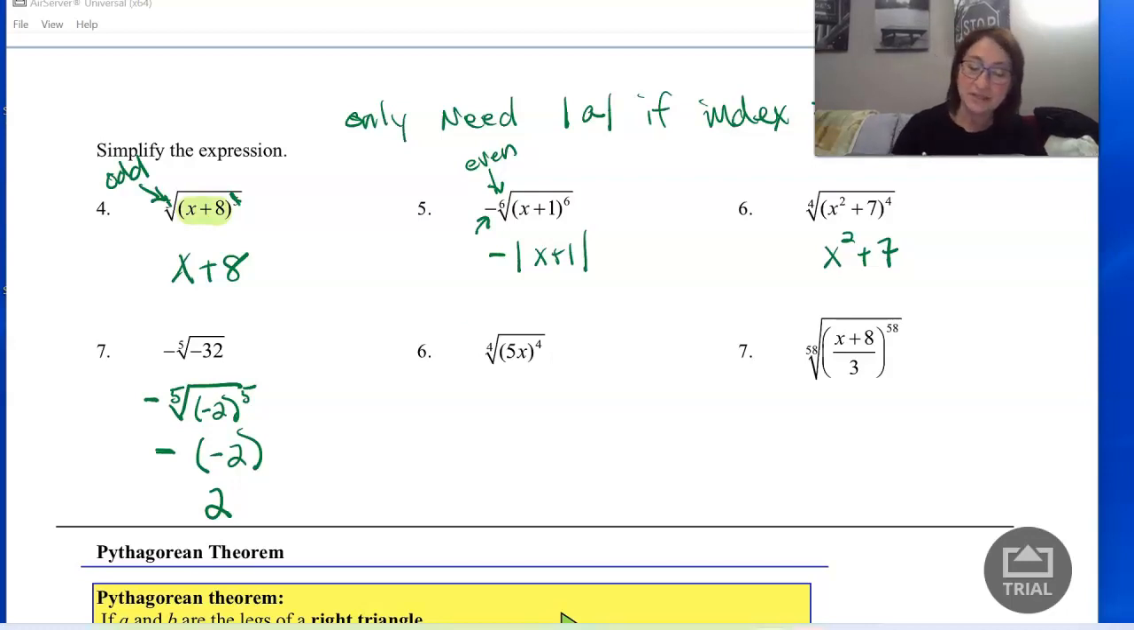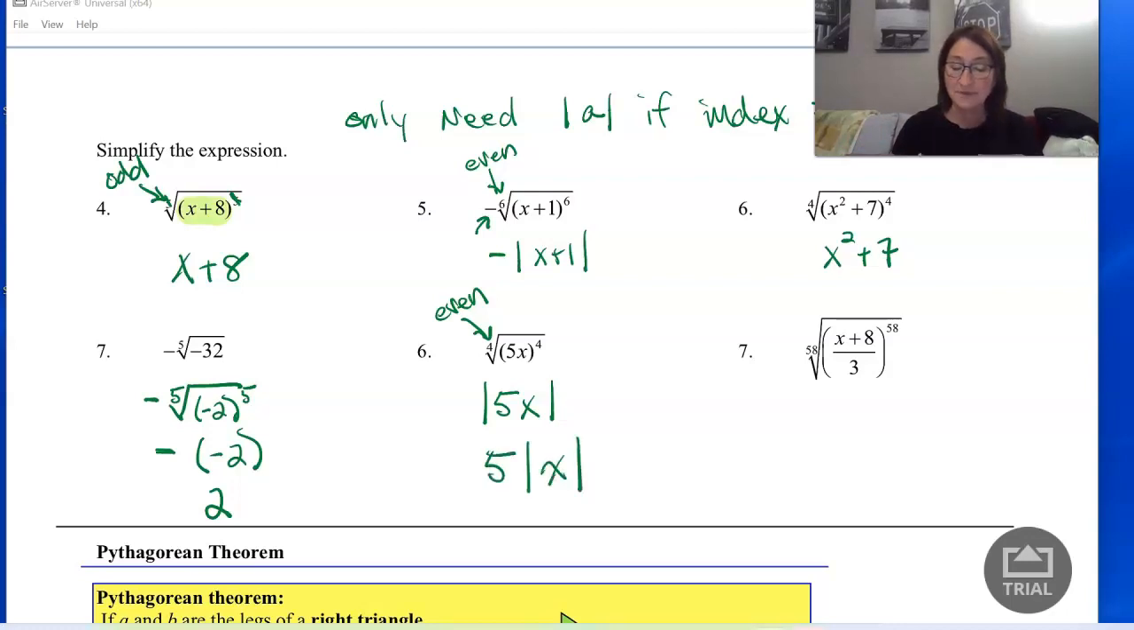For number 6, I have an even index, okay? And so that is going to simply give me 5x, and that is going to need absolute values. Now, I can take the absolute value of the 5, which is 5. So I get 5 absolute value x.